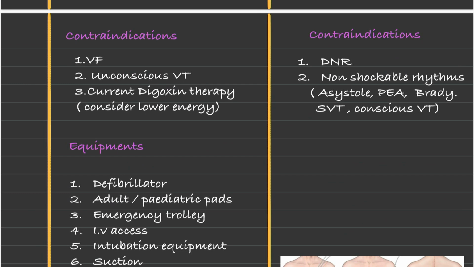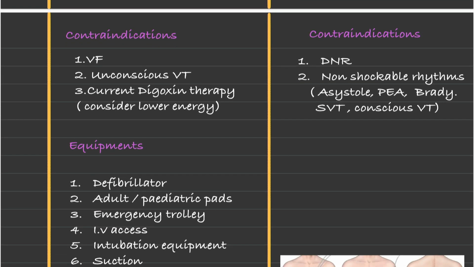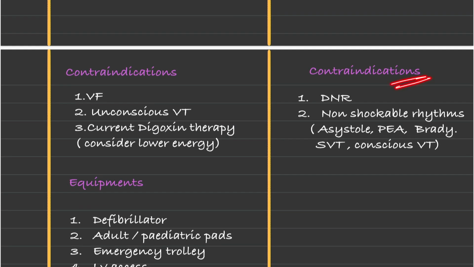Then we'll discuss the contraindications. Cardioversion is not to be done in ventricular fibrillation or unconscious VT, and if the patient is on digoxin therapy, the energy required should be lowered. The contraindications of defibrillation are, if the patient is DNR, the patient has chosen do not resuscitate, and if the patient has a non-shockable rhythm, such as asystole, pulseless electrical activity or bradyarrhythmias, supraventricular tachycardia or stable or conscious VT.